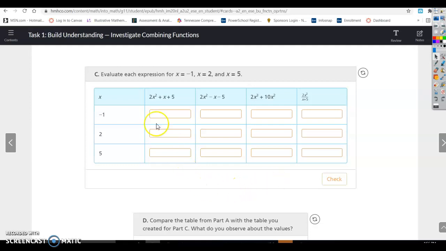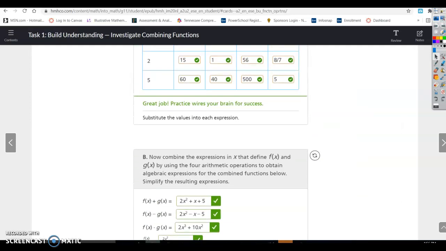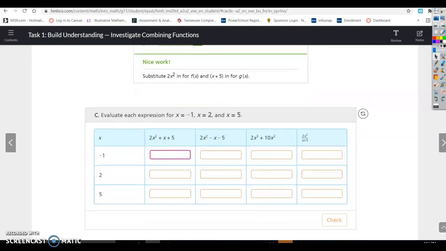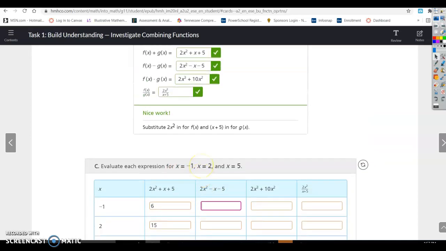Alright, so this is going to be our f of x plus g of x. So it should be exactly the same as up here. So we did f of x plus g of x. We got 6, 15, and 60. We're plugging the same values in. We're just looking at it in a different way. This time they combine the functions first and then substitute the value. But it's the exact same thing.